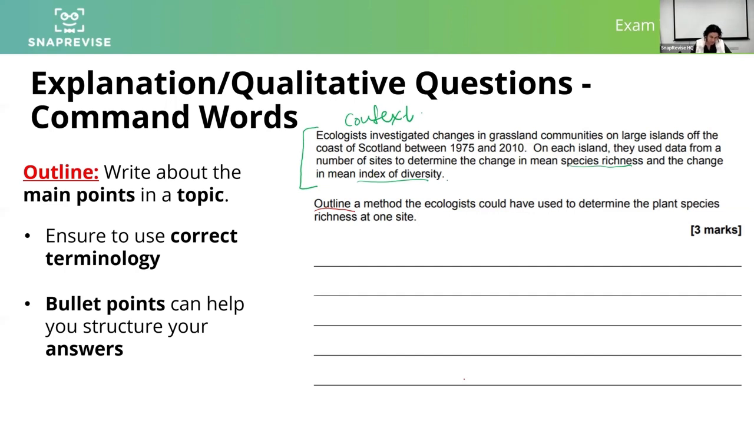is the method that the scientists can use to determine the species richness at one site. So only the species richness, right? I'm not going to talk about the index of diversity. That's kind of like superfluous information here.